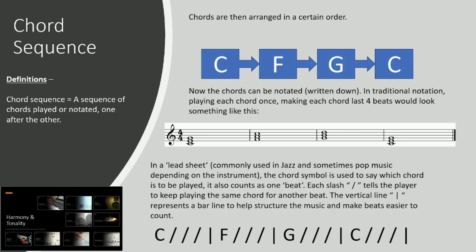So in this example, for the C major chord chart, we've got chord number 1, C major, we go to chord number 4, F major, chord number 5, G major, then back to chord 1, C major.